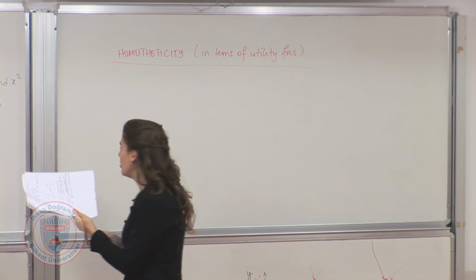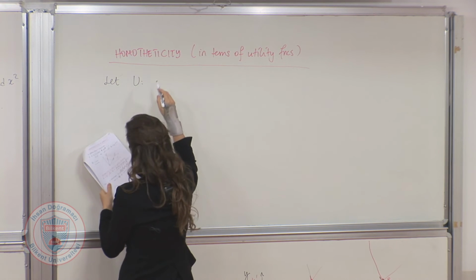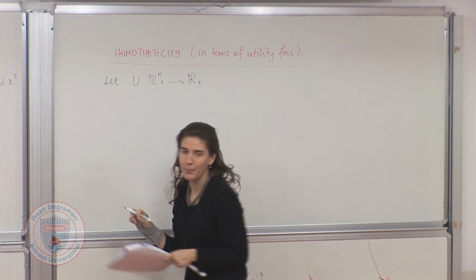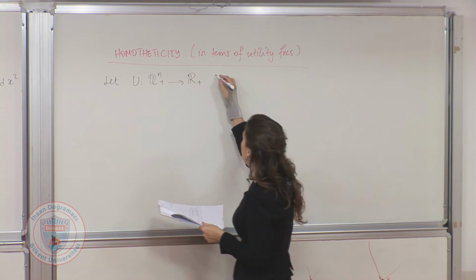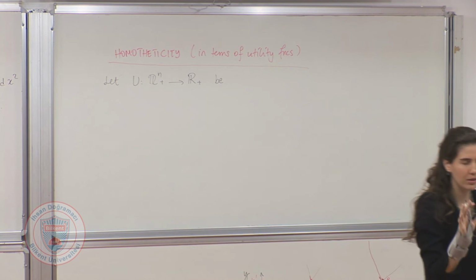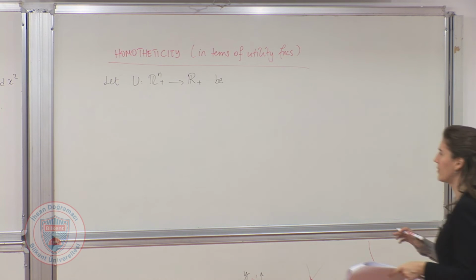So let me write down the formal definition. Let U be from Rn plus to R plus. But as usual, what is important is not the definitions themselves, what they mean, that you need to know. To be formal, that's why we write down these definitions and interpretations, so that you have them in your notes. Whenever there's a need, you can always go back and have a look at them.